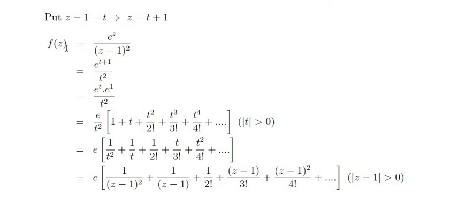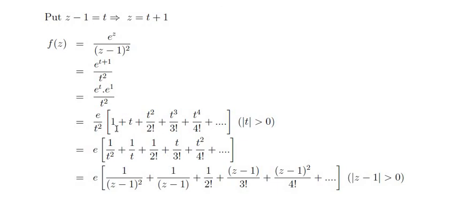That means the function f of z equal to e raised to z by z minus 1 the whole square. That is e power, instead of z I substitute t plus 1, divided by z minus 1 the whole square. Since z minus 1 equal to t, that is t square. The objective of this substitution is to convert this question into a form where we can apply the Taylor series or Maclaurin series of the basic series. That is e raised to t into e raised to 1 divided by t square, by the law of exponents. Then e is a constant, I write the same by t square.